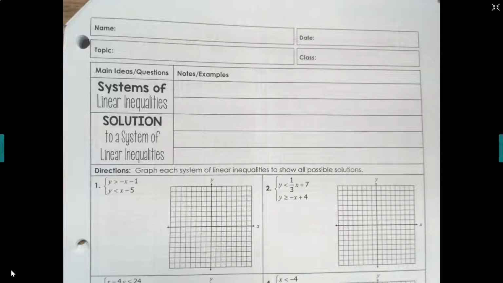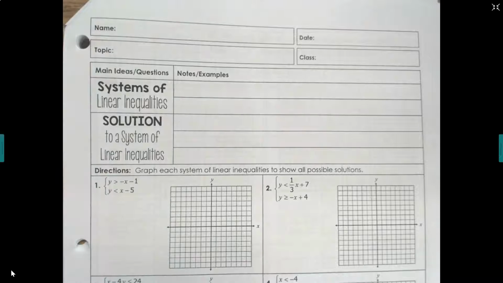Video on systems of linear inequalities. By the end of this video, you should be able to graph two linear inequalities on the same coordinate plane. You should be able to shade the linear inequality appropriately to indicate the solution area, and you should be able to determine the solution area for a system of linear inequalities. So let's take a look.